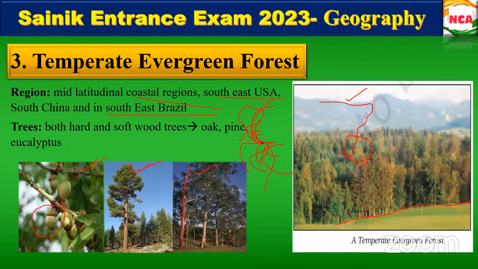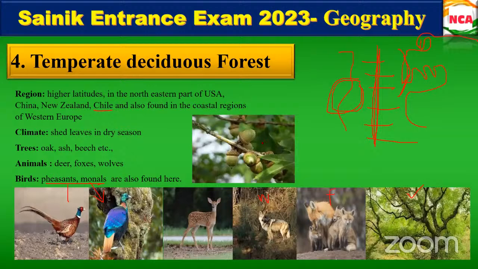So, if you take this, these will have both hard and soft wood trees like oak, pine, eucalyptus, like that. Okay, next we have seen temperate deciduous forest. These types of forest are found in the eastern part of USA and the western part of Europe. From this picture itself, you can see the eastern part of USA and western part of Europe, and also in New Zealand, Chile, okay? And also in the coastal regions of Western Europe, okay? And also in this climate, the trees will shed their leaves during the dry season.